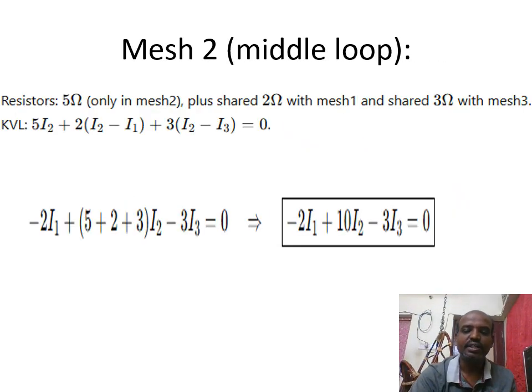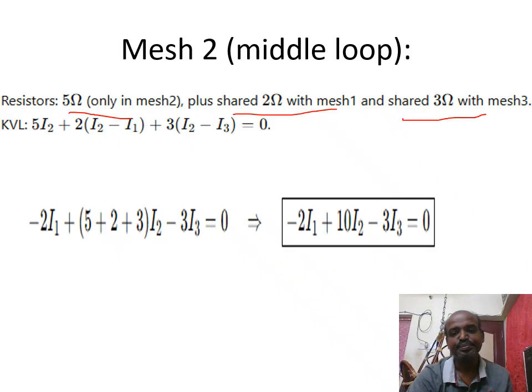Now we go to the second loop. So as I told you earlier, here in second loop only we are having a 5 ohm resistor. So the current that flows through this resistor will be I2. Here we have one more resistor, which is 2 ohm. It is shared with the first loop, and 3 ohm resistor is there. It is shared with the third loop. That is what the second loop is.